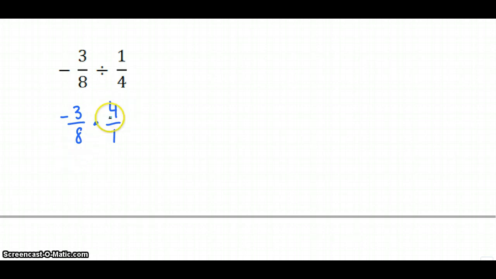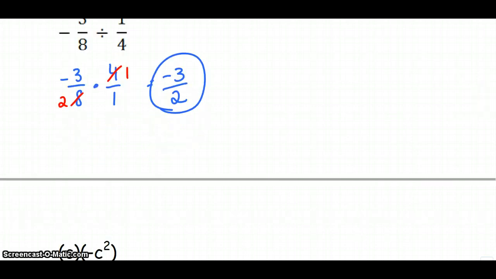I can do some cross simplifying. 4 goes into 4 one time. 4 will go into 8 twice. Numerator times numerator, so I have negative 3 times 1 is equal to negative 3. 2 times 1 is 2, so my answer is negative 3/2.